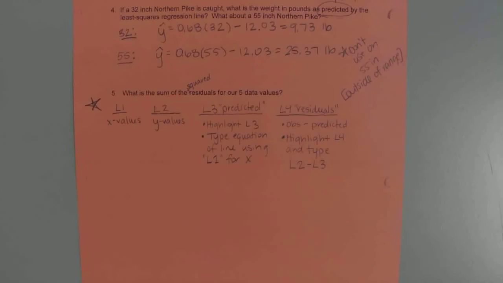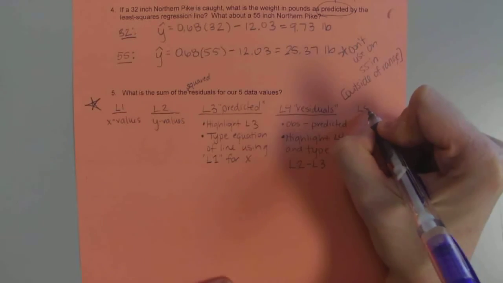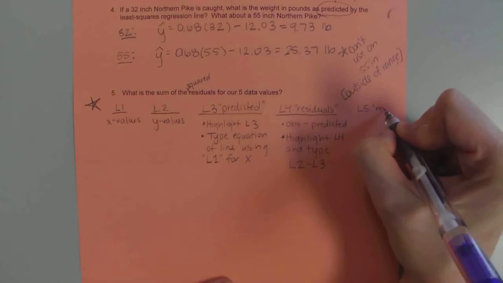Because our observed values are in list 2, our predicted values are in list 3. Okay? So we're going to just tell it to take everything in list 2, subtract everything in list 3, and we'll have a column of all of our errors, all of our residuals, all right? It'd be nice if we could just add up that column, but negatives would cancel out with positives. So what do we have to do? We have to square them. That's why it's called the sum of the squared residuals. So list 5 are the residuals squared.